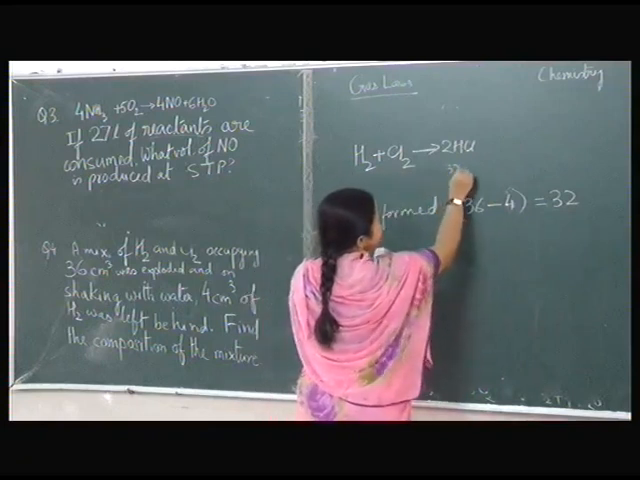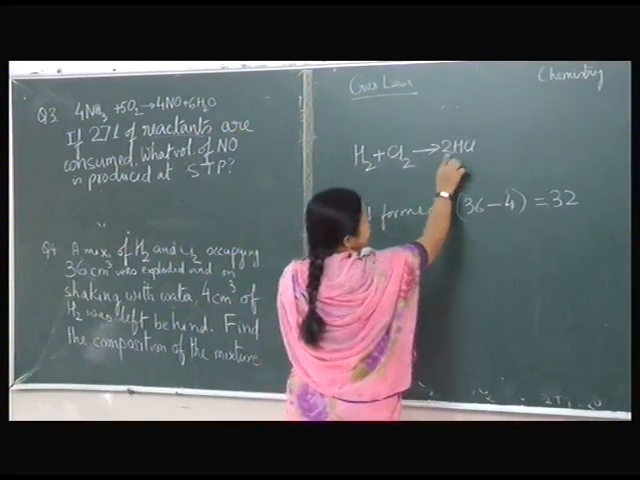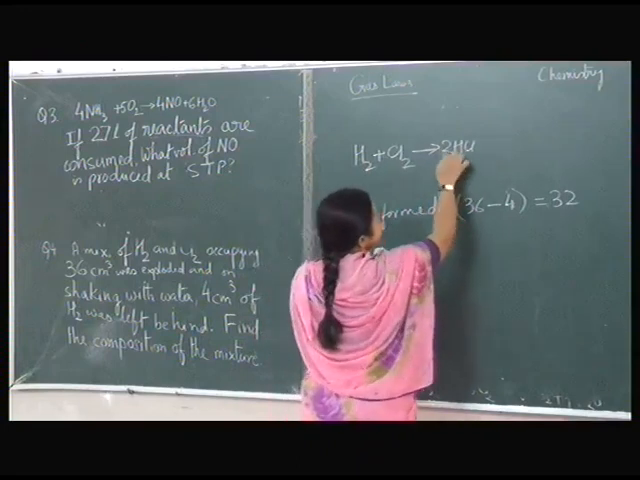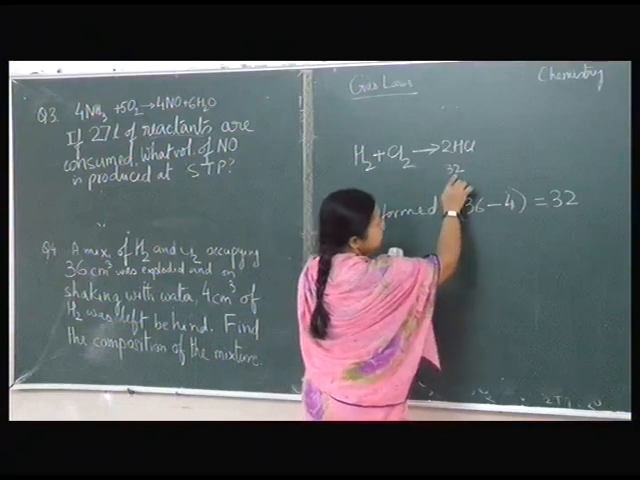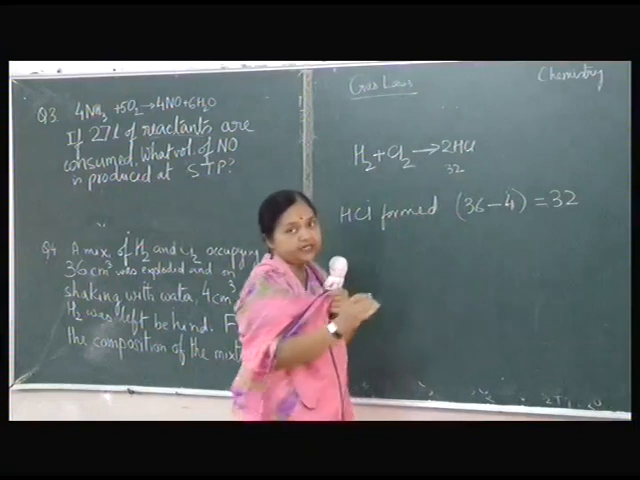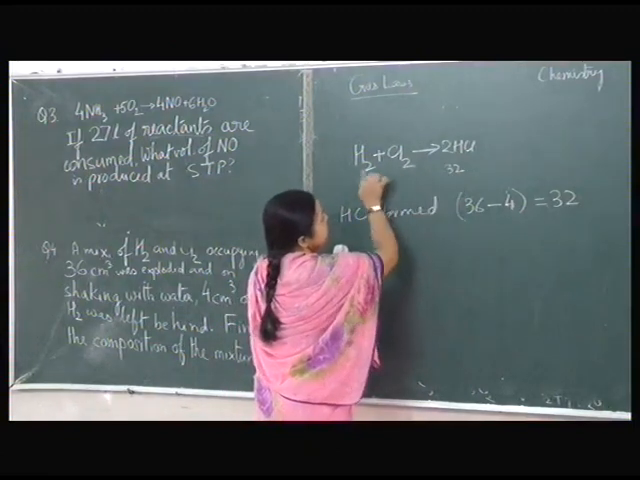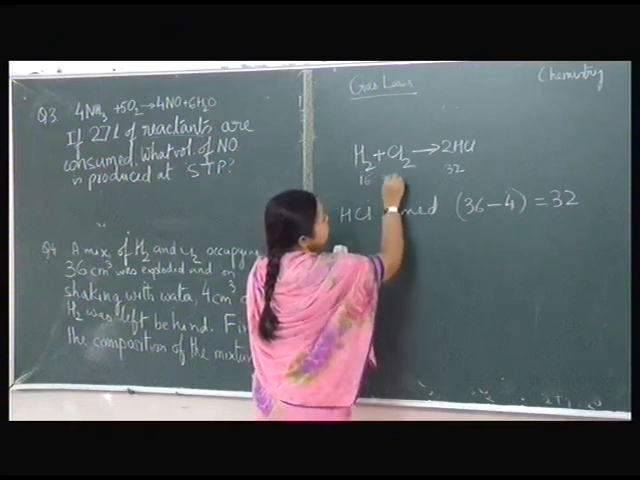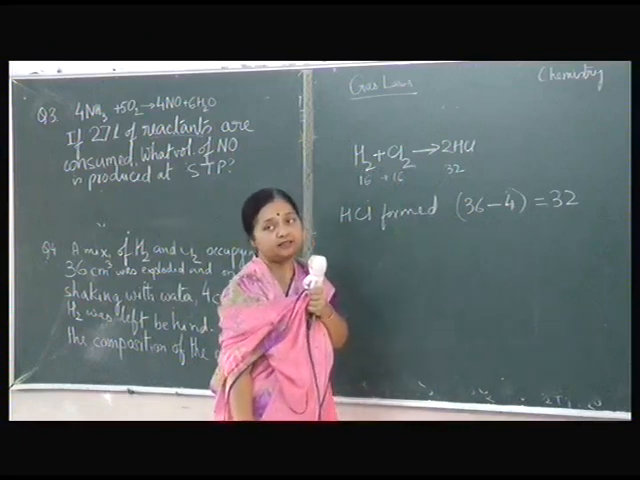Now if this is x, then the reactants are x by 2 and x by 2. The ratio is 1 is to 1 is to 2, which means the product is double the volume of each reactant. So if 32 HCl is produced, that means half of 32, that is 16 and 16. So 32 by 2 and 32 by 2. This is 16 volumes of hydrogen plus 16 volumes of chlorine reacted to give 32 volumes of HCl.